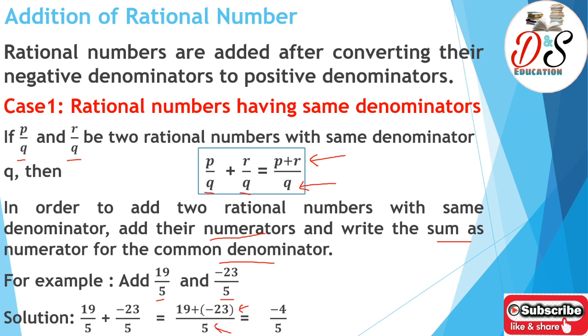Now we know that these two are integers. One is a positive integer, one is a negative integer. In this case, we will do subtraction. So after subtraction, we got 4. Now we know that 23 has the greater value and the sign of 23 is minus. That's why we are putting a negative sign in our result. So when you add 19 upon 5 and minus 23 upon 5, our result is minus 4 upon 5. So that's how you will add rational numbers having the same denominators.